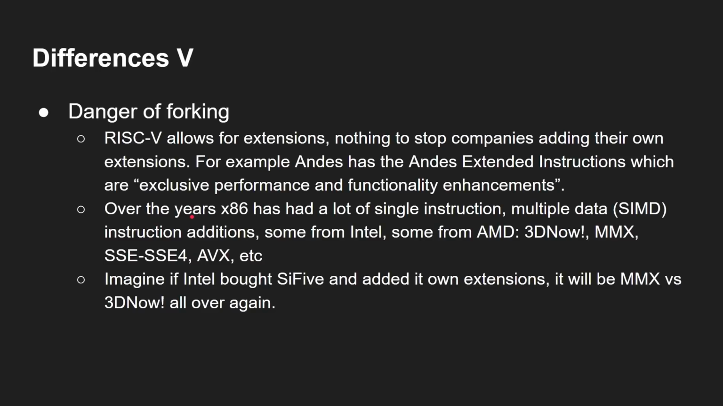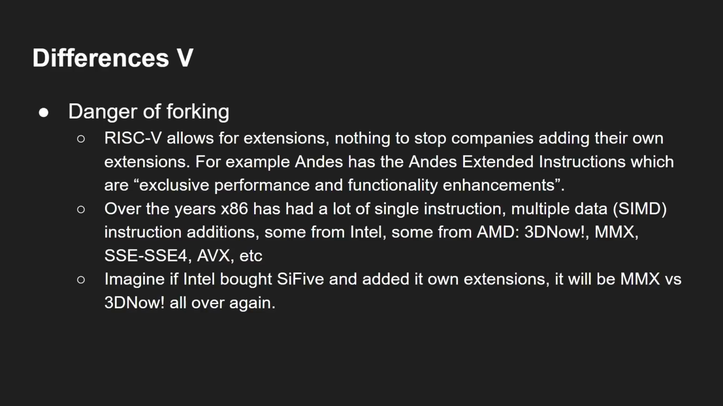And it's also worth talking about the dangers of RISC-V forking, because RISC-V allows these extensions, which means someone can implement the base ISA and then implement their other things on top, and companies are already doing this. So, for example, Andes Technology designs RISC-V CPUs, and they have the Andes extended instructions, which are exclusive performance and functionality enhancements available for those CPUs.